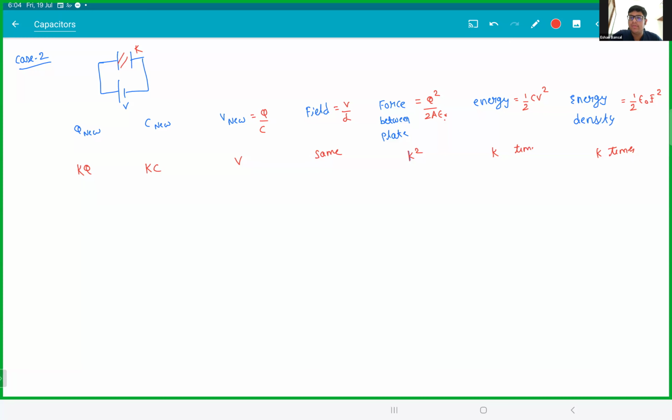Won't it be k cube times? k, half epsilon naught E square. Epsilon naught becomes k times. E square will be k square times.